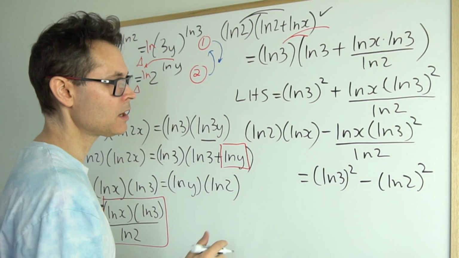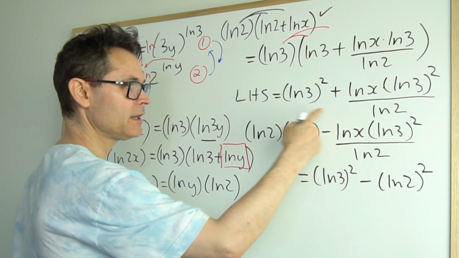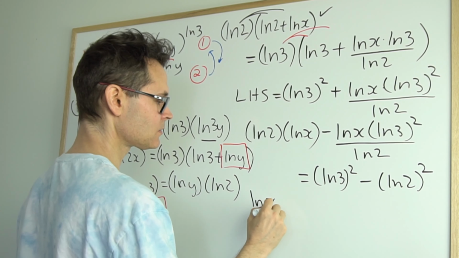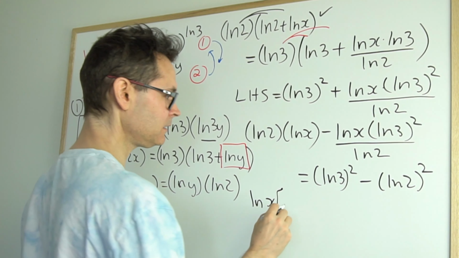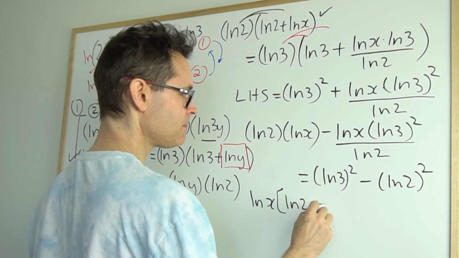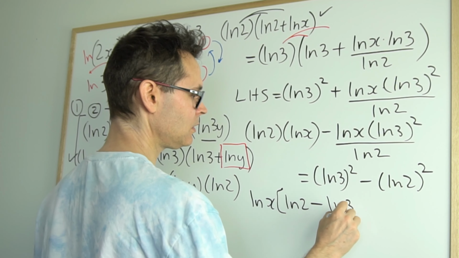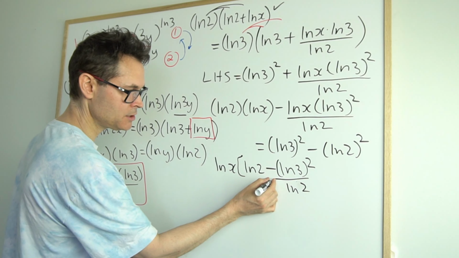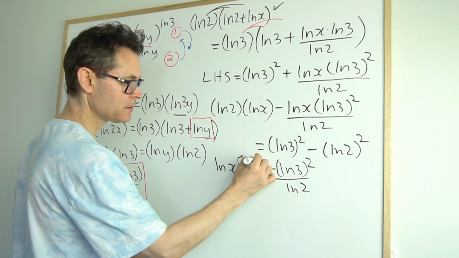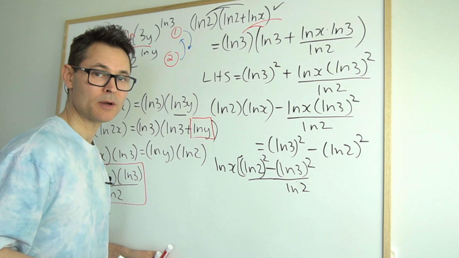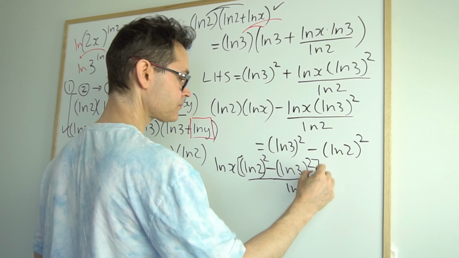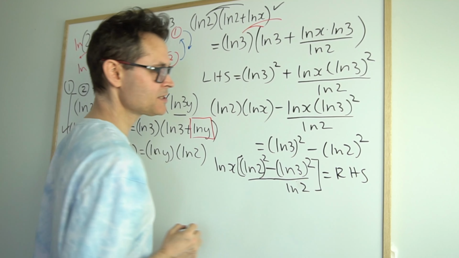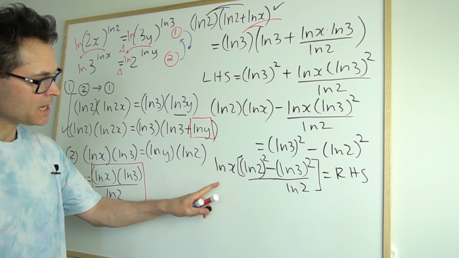Okay, well, now look, I could pull out a ln x on this side. So I'm going to take a ln x out, and that's going to leave a ln 2 minus ln 3 squared over ln 2. Watch what I do. I'm going to expand that over and just call that squared. So I'm adding those together. Equals the right-hand side, just because I'm running out of space. Now watch what I can do.